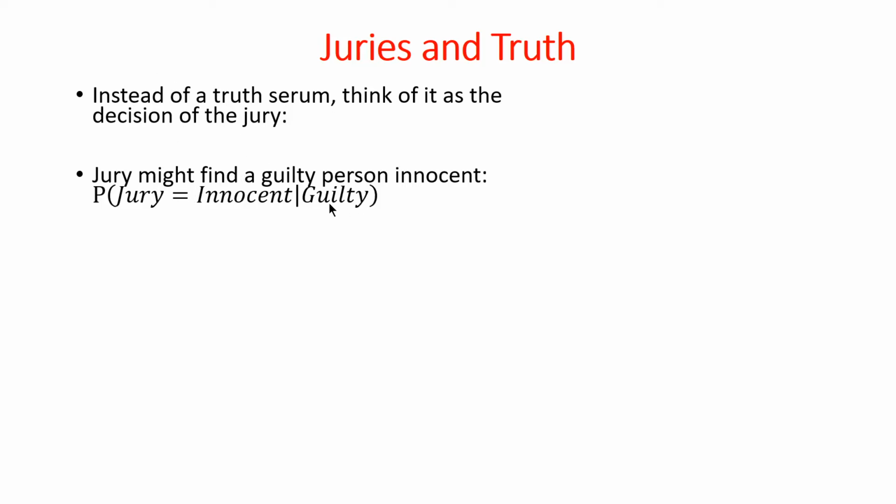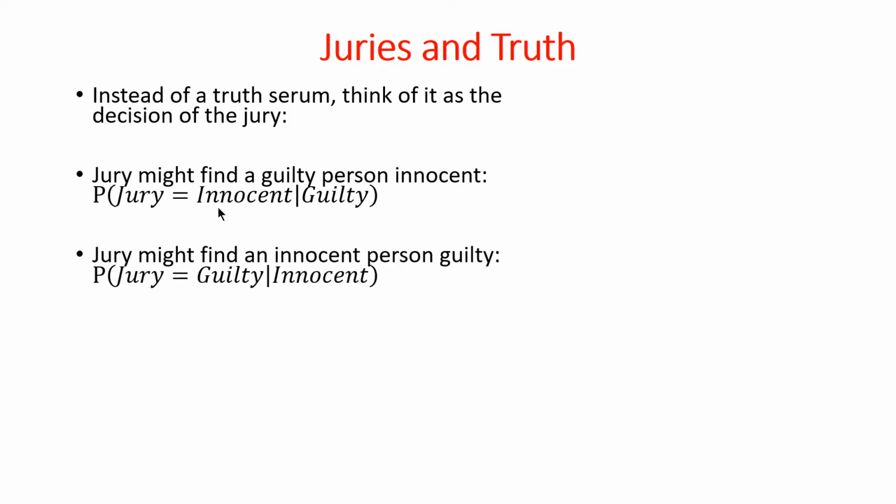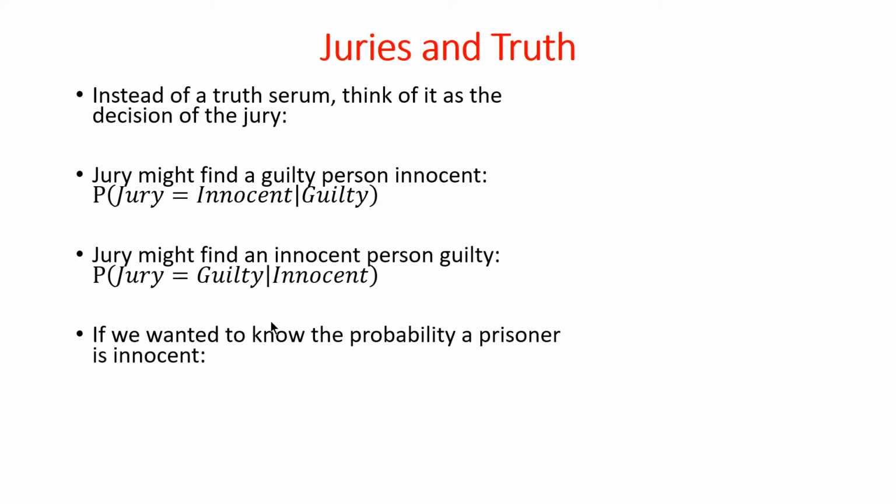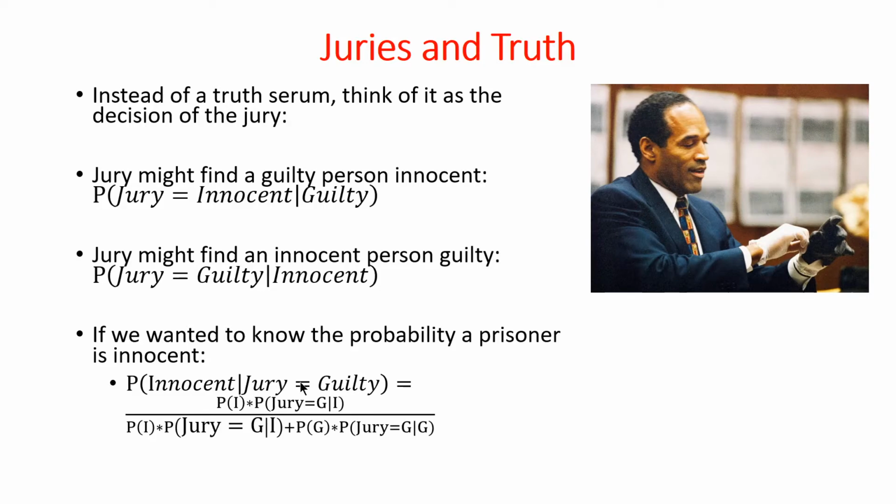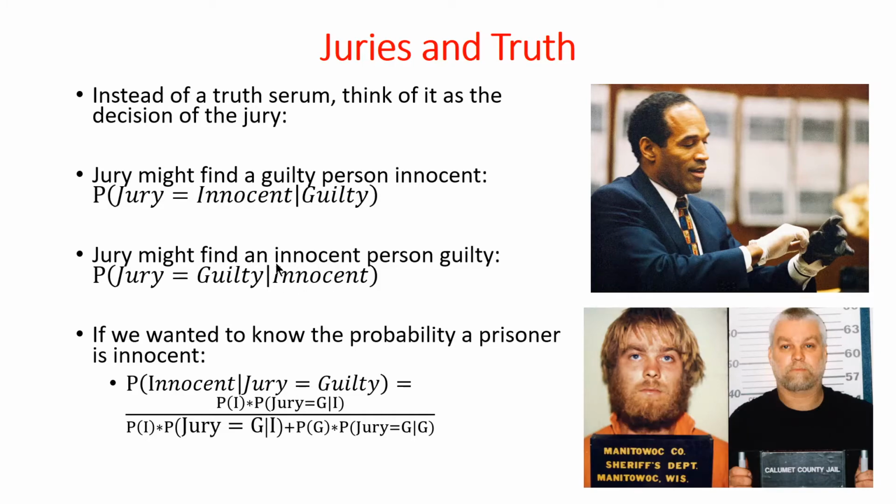So given that someone's guilty, what's the probability a jury actually finds them innocent? Given that someone's innocent, what's the probability the jury finds them guilty? And if we wanted to know, what's the probability that someone who's in jail right now is innocent? Well, if they're in jail, they were found guilty by a jury. So we're saying, given that they were found guilty, what's the probability they're actually innocent? And here, this photo was supposed to line up with this first guy. Second photo is supposed to line up here, right? Someone who's guilty, but the jury found him innocent. Here, someone who's innocent, jury found him guilty.